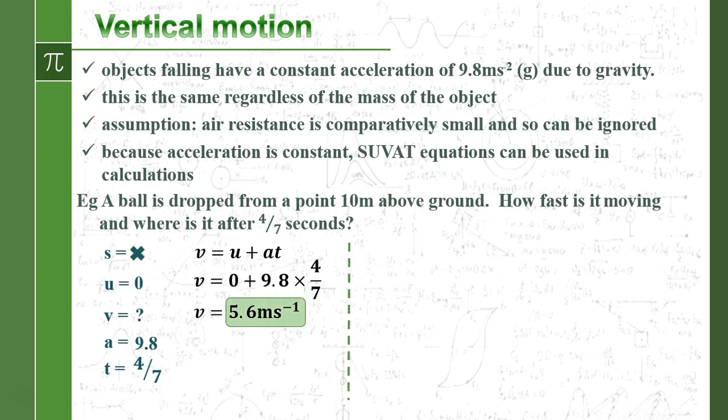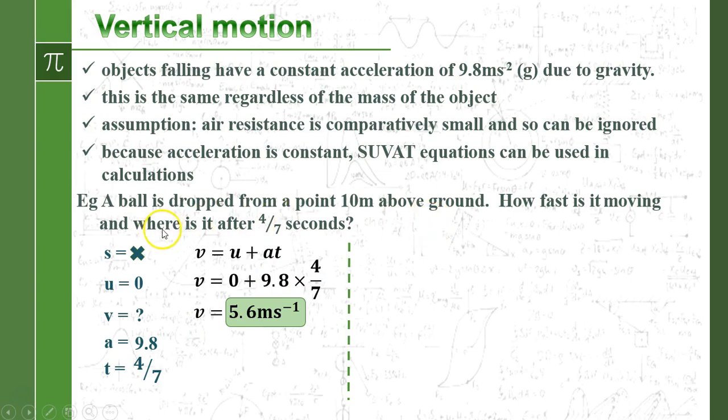You can see there why we use 9.8 rather than 9.81, because you tend to find a lot of 7ths and 14ths being used in these questions. 98 is a multiple of 7, and it just means that numbers are simple to deal with at the end of it. So there we go, v equals 5.6 meters per second.